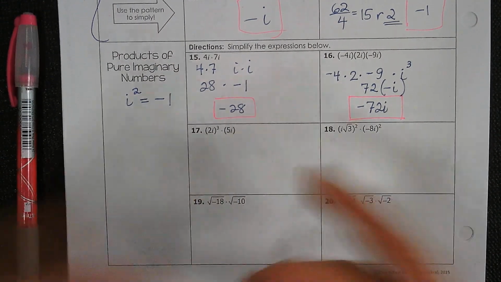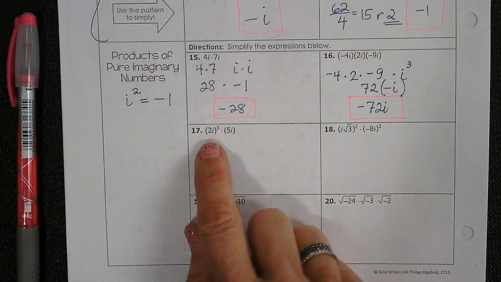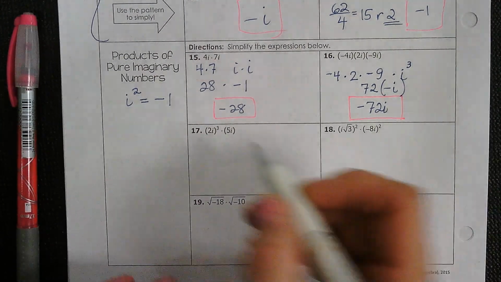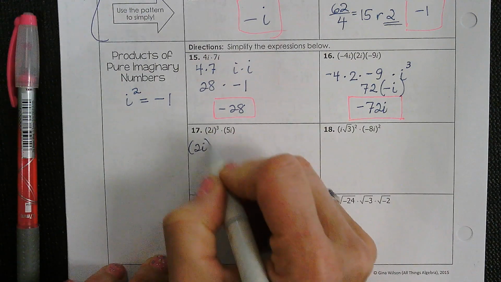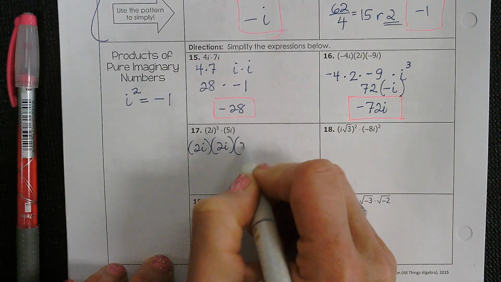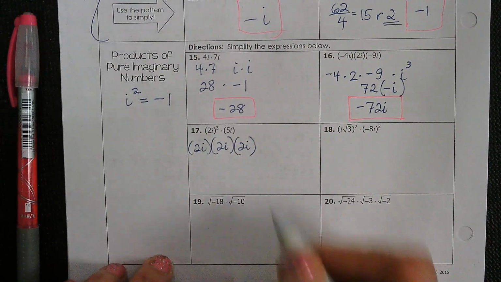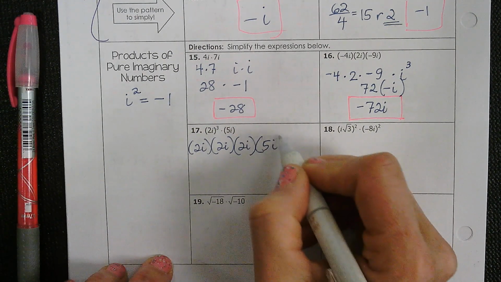Now you can also raise them with powers, just like we would do before. Anything to the third power here, we're going to multiply it times itself 3 times. So let's just write it out. That's 2i times 2i times 2i. And you're also going to multiply times a 5i.